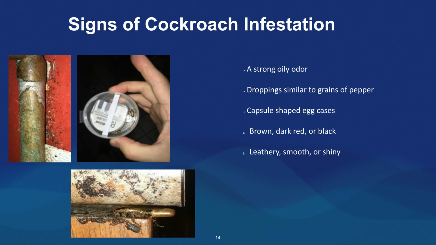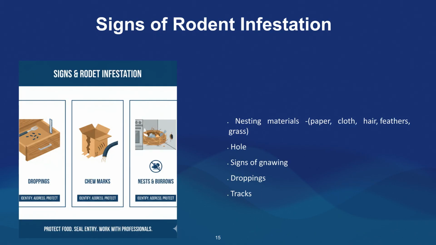Signs of a cockroach infestation include a strong, oily odor, droppings similar to pepper grains, and capsule-shaped egg cases. Egg cases can be brown, dark red, or black, and leathery, smooth, or shiny. Signs of a rodent infestation include nesting materials like paper or cloth, holes, signs of gnawing, droppings, and tracks.